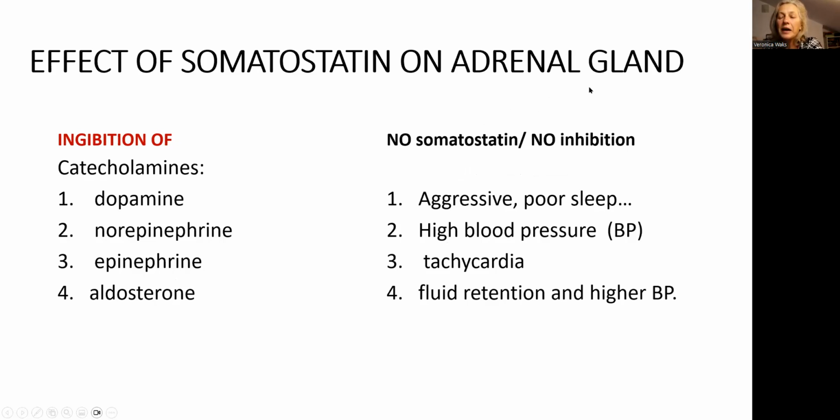Finally, we are in the adrenal gland. Somatostatin inhibits production of catecholamines, dopamine, epinephrine, norepinephrine, and aldosterone. When there is less somatostatin due to inflammation in the small intestine, what are we going to have? Aggressive behavior, poor sleep, higher blood pressure, more epinephrine and norepinephrine, tachycardia, and finally aldosterone, which means fluid retention, because of more absorption of sodium. Clinical correlation: elevated blood pressure.